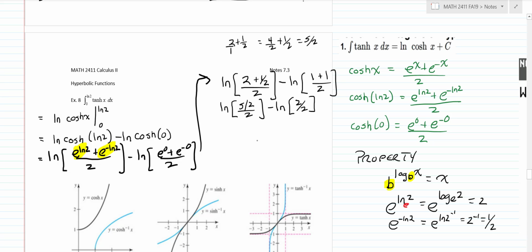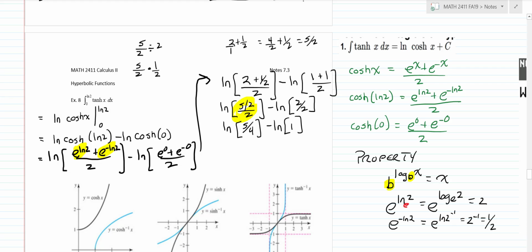And then we want to work this out. There are a couple of ways you could handle this. That's 5/2 divided by 2, so that's 5/2 times a half, which would be 5/4. So you'd have the natural logarithm of 5/4 minus the natural logarithm of 1. So that's one way to handle that.